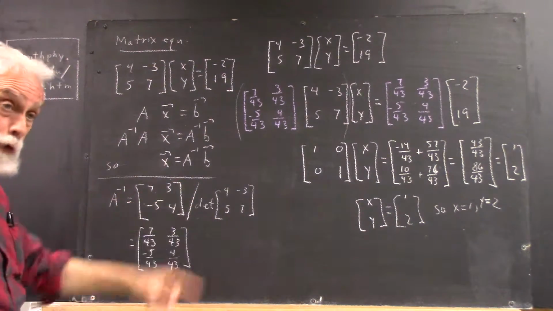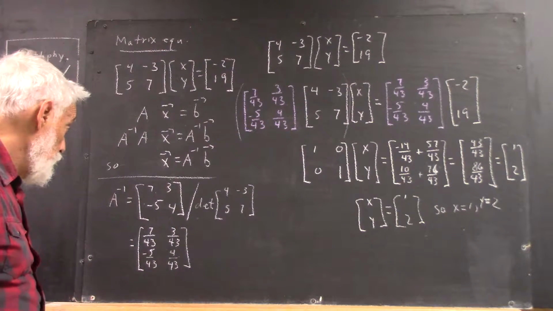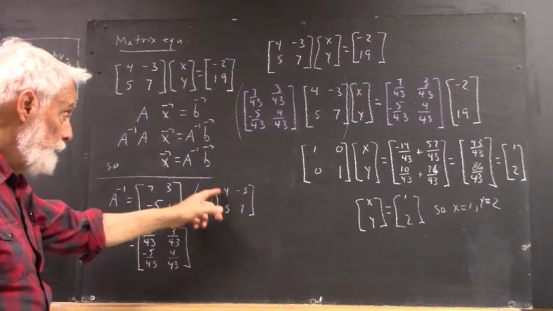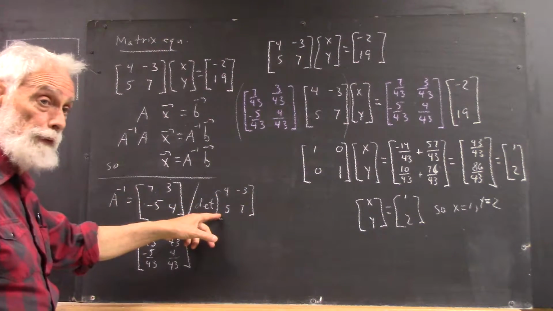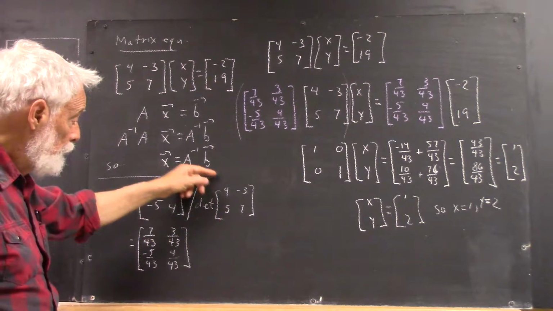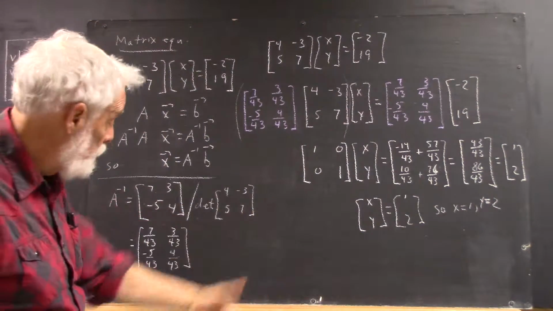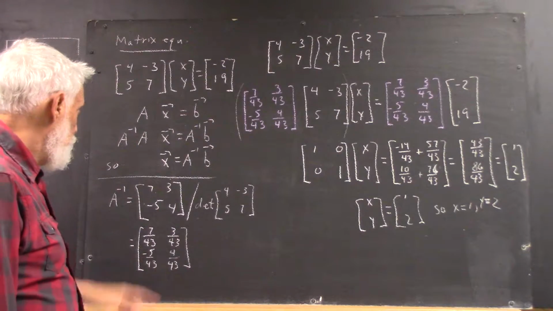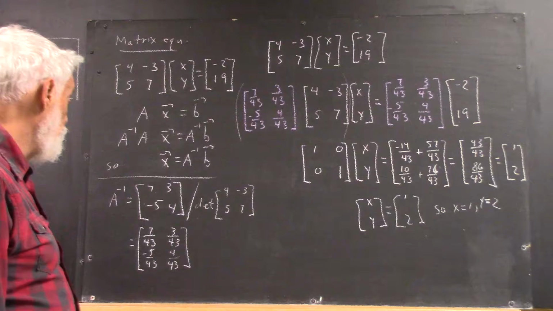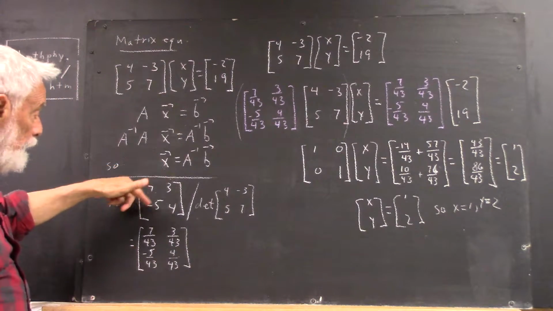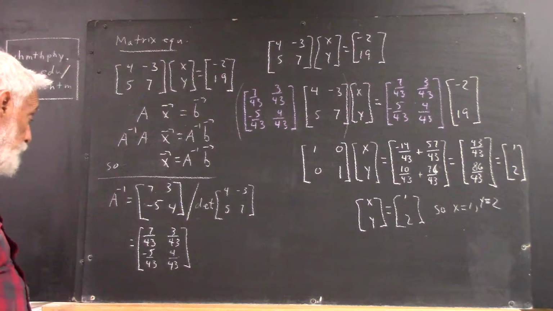But anyhow, that's how you do the inverse matrix. You simply have to know that. And so the determinant turns out to be, well, 4 times 7 is 28. Negative 3 times 5 is negative 15. So we're going to do 28 minus the negative 15, which is 28 plus 15, which is 43. So we divide this matrix by 43, because 43 is this determinant, meaning we divide every element of the matrix by 43. Now, this is what we get.